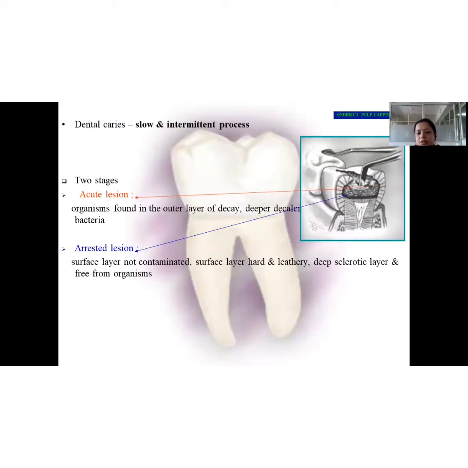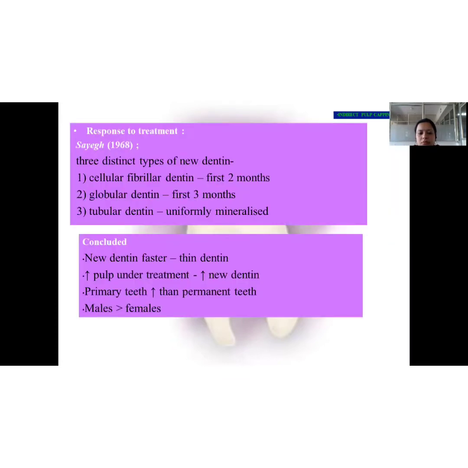So this layer is the acute lesion found in the outer and inner layer. The surface is hard, deep sclerotic, and not contaminated. So this is an arrested lesion. Basically what we have discussed is the layers of dentin, infected and affected.